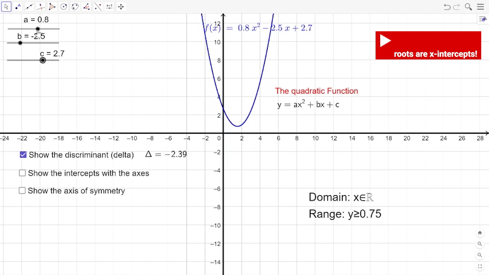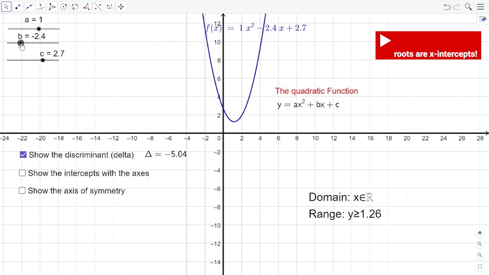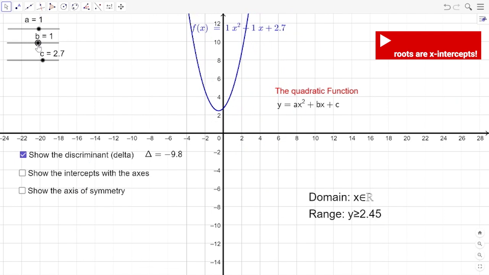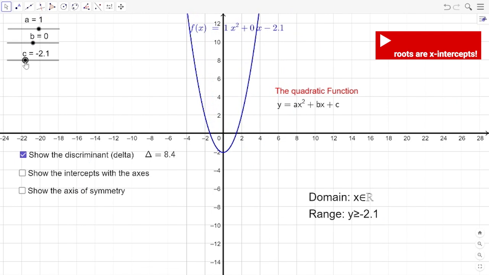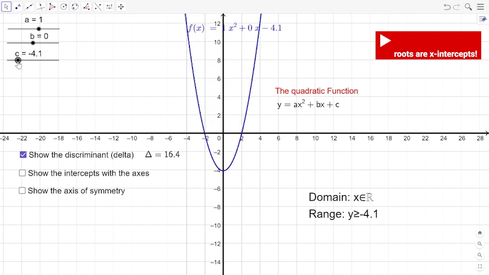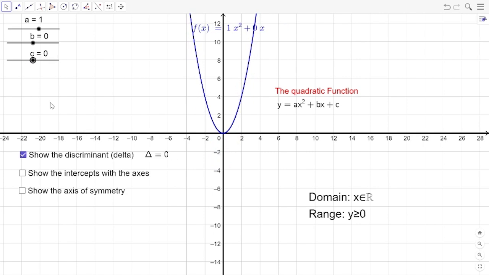Okay, if we put all these back, let's go with something like 1x squared, and let's put that to 0 and to 0, and let's put this to minus 4. So x squared minus 4. Notice that for x squared minus 4, our delta will be a perfect square, because we've got unequal rational roots. Remember that when delta is 0, we have equal roots, in other words, only one root. Okay, so that's the quadratic function.